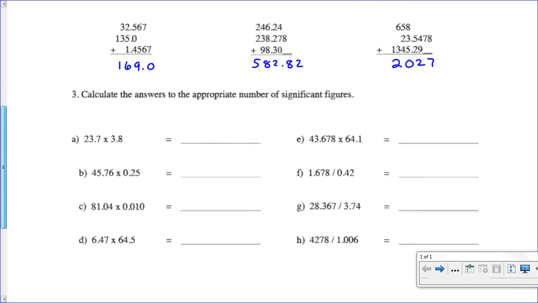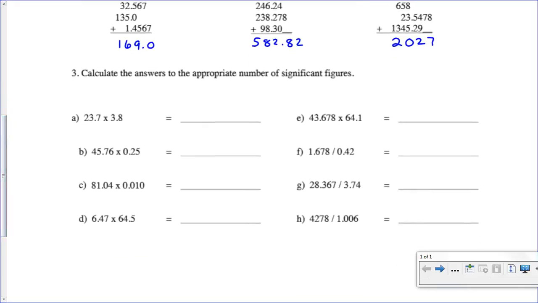Okay, this next section here, we're dealing with the multiplication-division rule. So, different rule. Instead of counting decimal places like we counted above, what we're counting is sig figs, and we need to go with the lowest number of sig figs. So this first one here, 23.7, that's 3 sig figs. 3.8, that's 2 sig figs. 2 is the lower number, so we need to have 2 sig figs in our answer. You put it in your calculator and you get 90.06. All right, we need to round this to 2 sig figs.